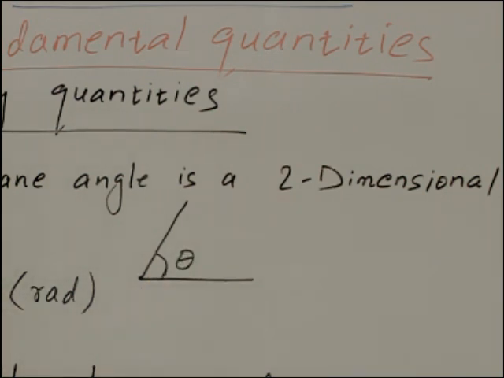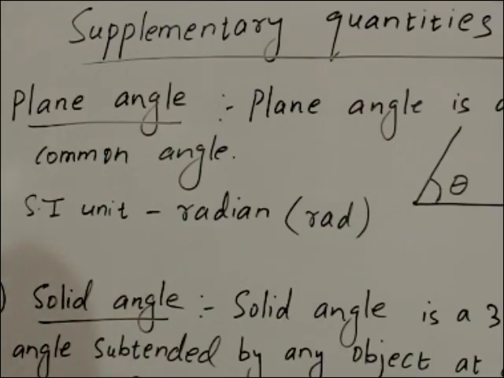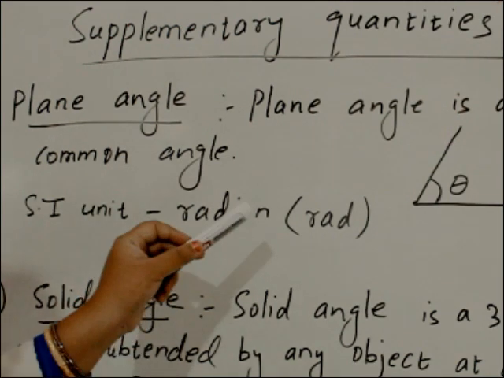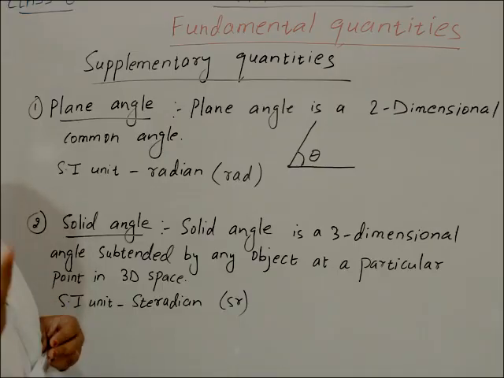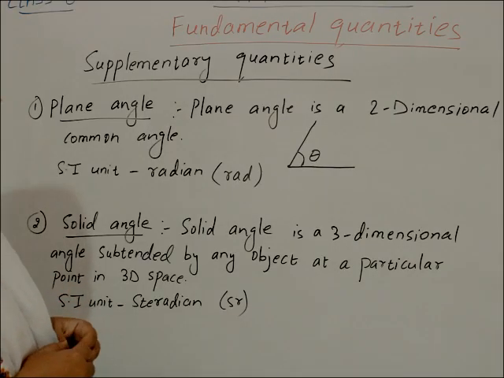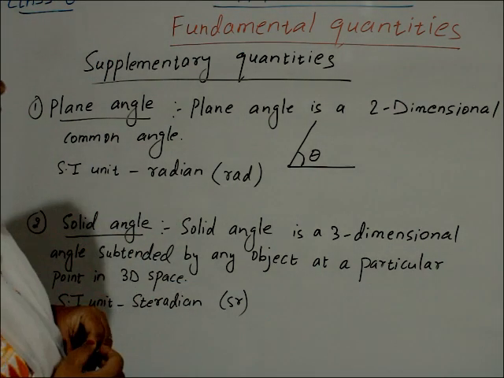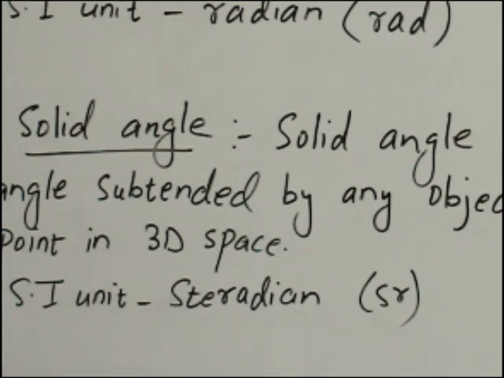At this point both the sides are meeting, so here the angle forms. This is called plane angle. Plane angle is a common 2-dimensional angle formed between two sides that meet at a common point. The SI unit of plane angle is radian, rad. In maths you measure angles in what? Degrees. Is it 60 degree, 120 degree, 90 degree? The SI unit is radian, small rad.